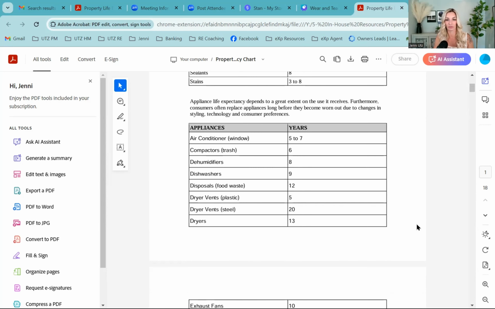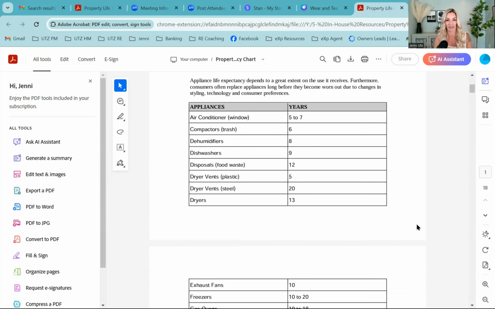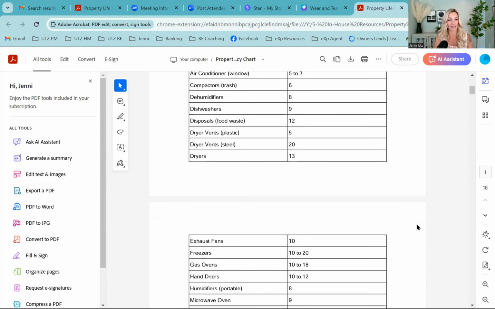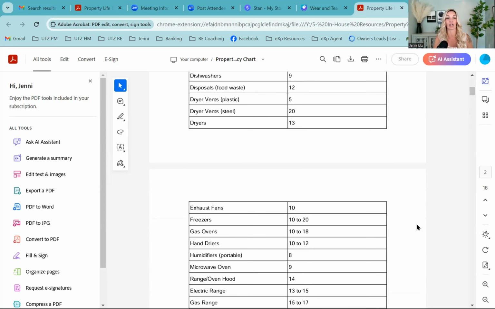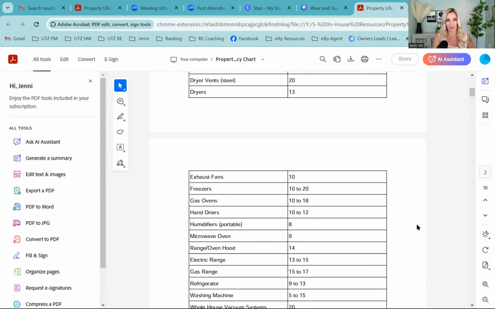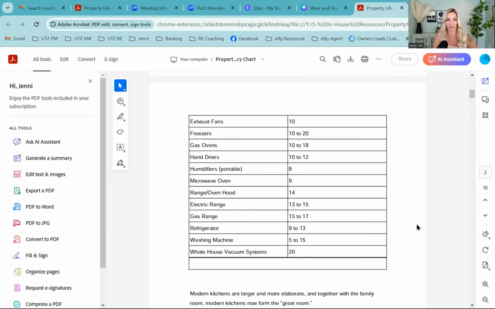So, looking through here, the different years, dishwashers, dehumidifiers, dryer vents, all of these things. And if at any point you want a copy of this property chart, just let me know and shoot me a message with your email address, and I can send it over.